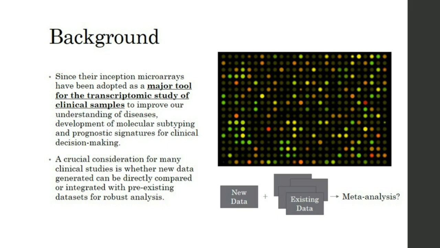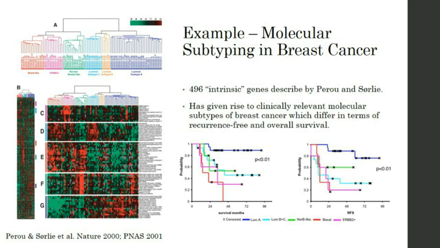A crucial consideration for many researchers in clinical studies is whether the data that they derive from one study can be combined with another study for a reliable meta-analysis. So I want to start by just explaining this one example to you. This is from a paper back in 2000 and 2001. And this is an example of a data set that I'm going to come back to and use again later in the presentation.